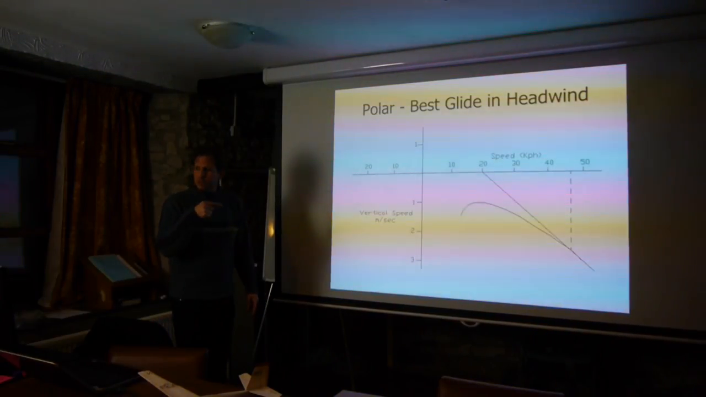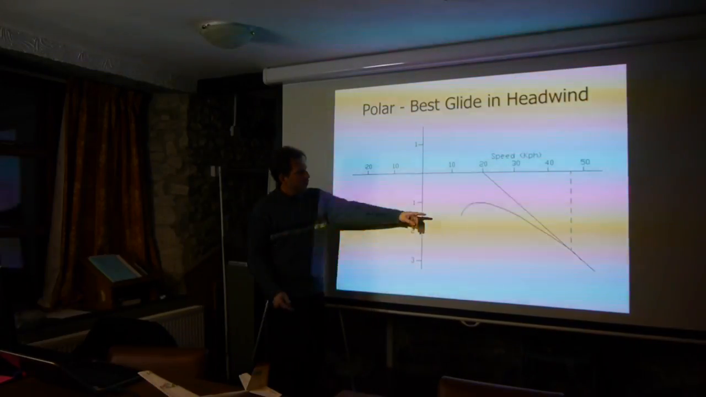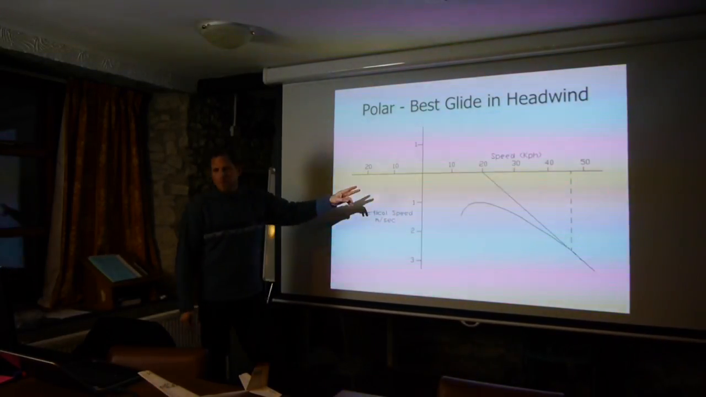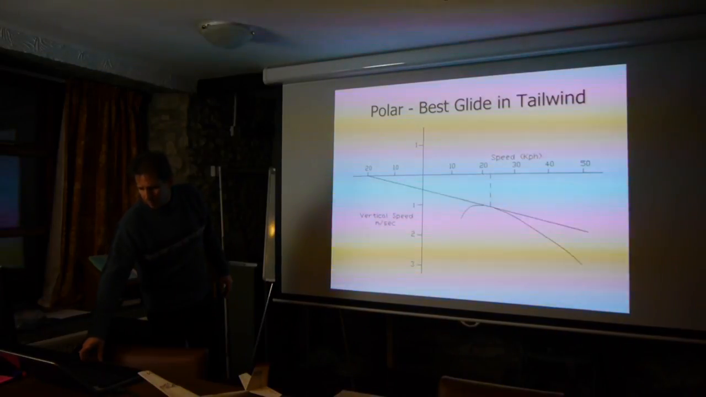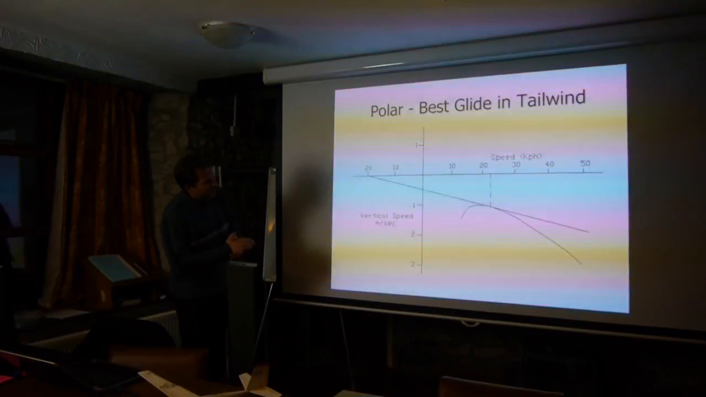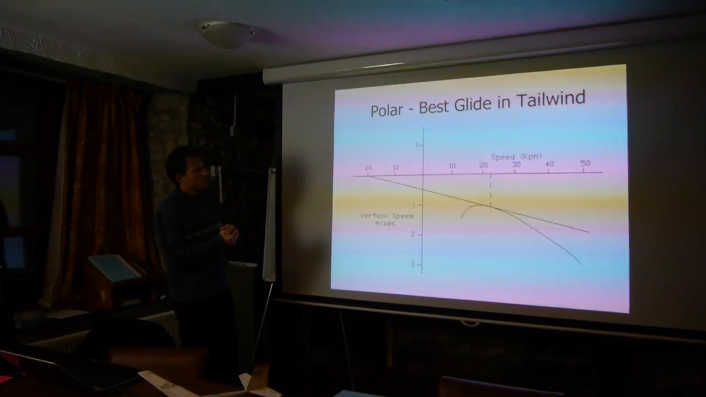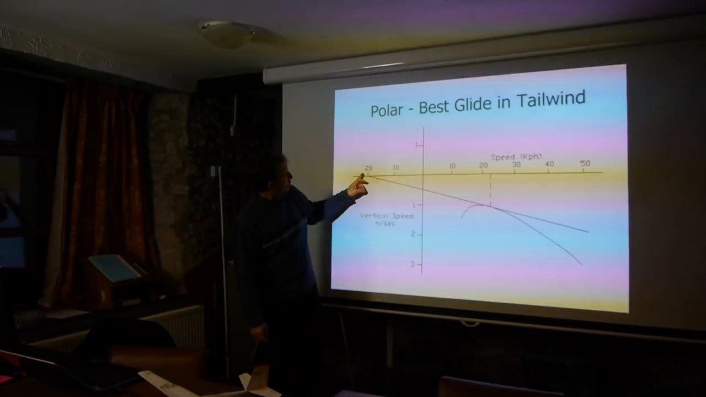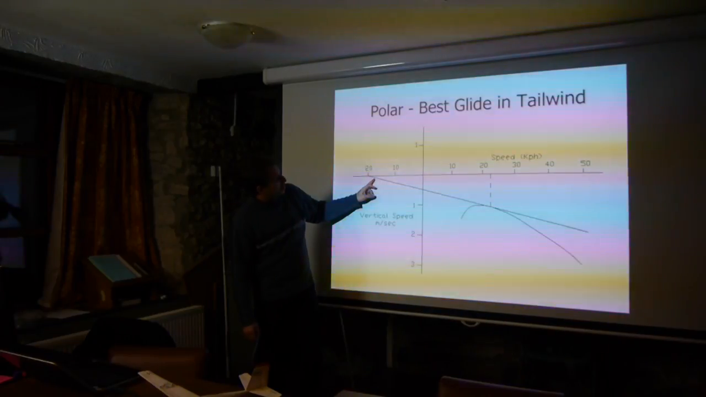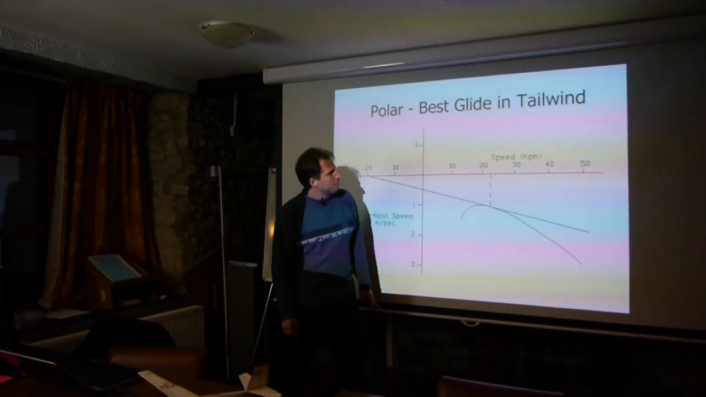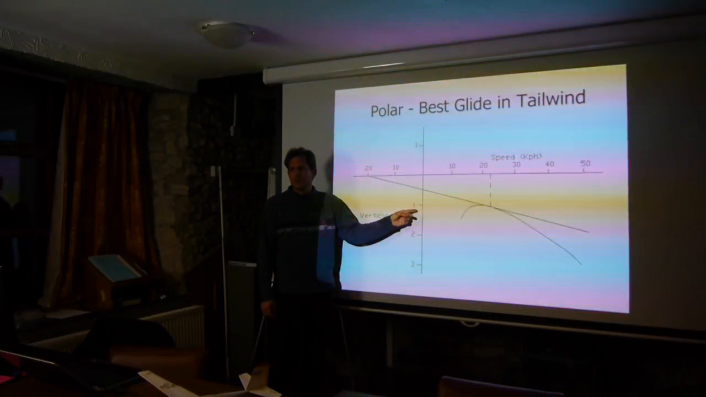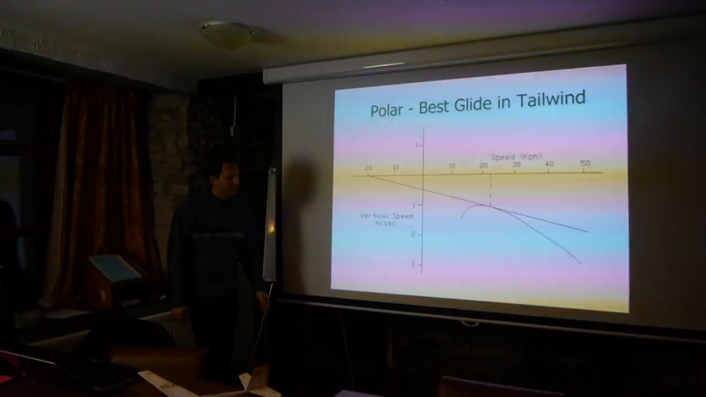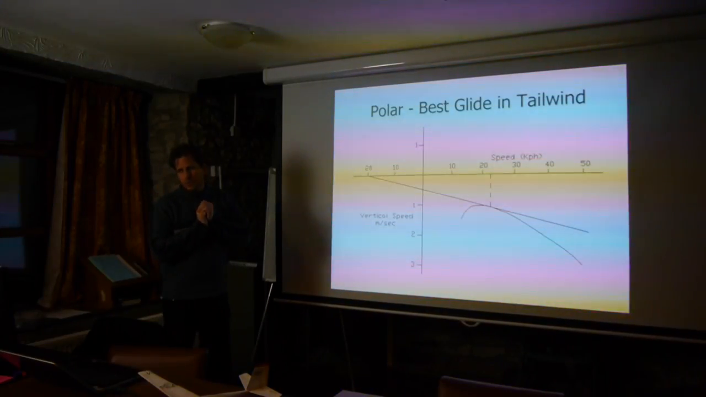So knowing that, if you've got a tailwind now, what do you think is going to happen? Where do you think that line is going to go? Yeah, to the left. So if you go to 20k tailwind, you now fly at about 22k, something like that. And what sink rate does that give you? About one and something for that polar curve. So far okay-ish? Okay.